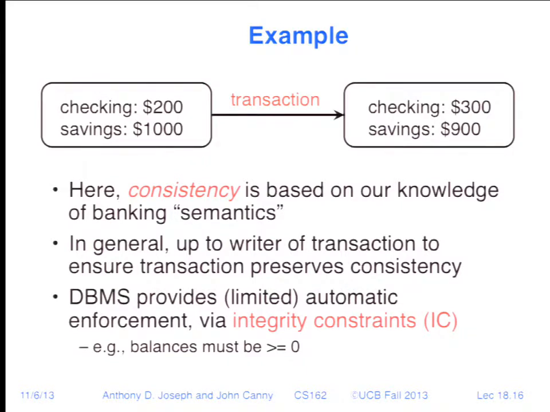Nevertheless, any reasonable transaction is going to enforce that kind of constraint, and making the transaction atomic guarantees that when the writer does the right thing, the outcome is going to be consistent. So in other words, the writer is responsible for ensuring that an invariant holds, such as the sum of these two fields should be the same before and after. And then atomicity makes sure that all of the steps necessary to make that happen actually do happen.